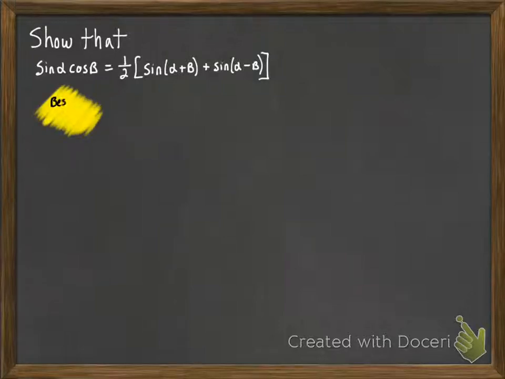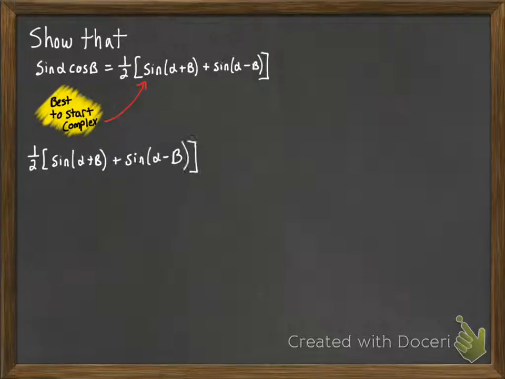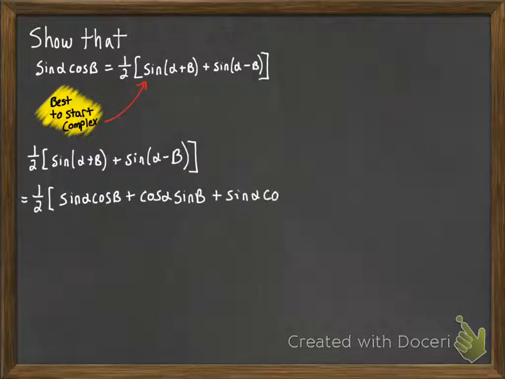Well, as we typically do with identities, we want to start with the more complicated side. In this case, the right-hand side there. So we begin with that side of the identity, and we know what sine of alpha plus beta is. We know what sine of alpha minus beta is. So we go ahead and we start to expand those out.